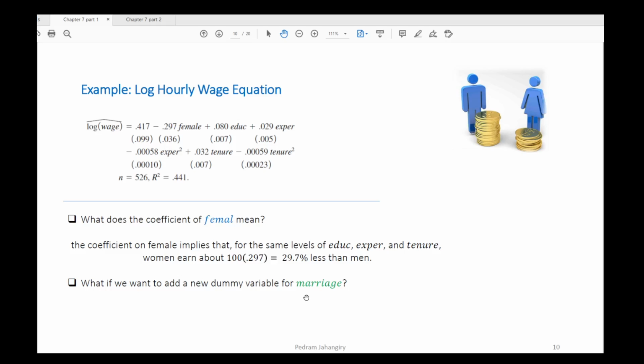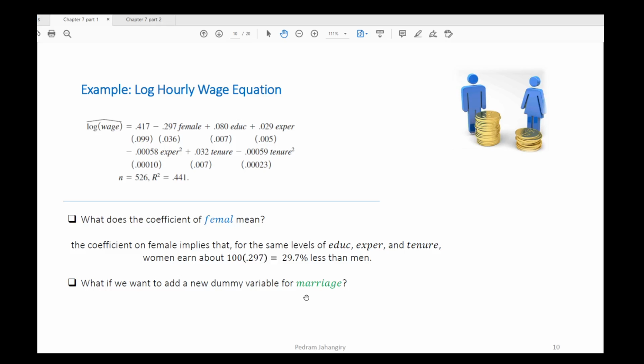So what if you're interested to see the interaction between gender and marital status as well? Because yes, in this model it says that females are earning 29.7% less than males, but what if I want to see the difference between married female and single female, and married male and single male? Basically, I want to compare these four groups, right?